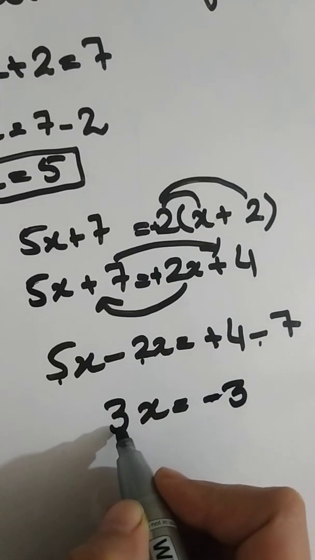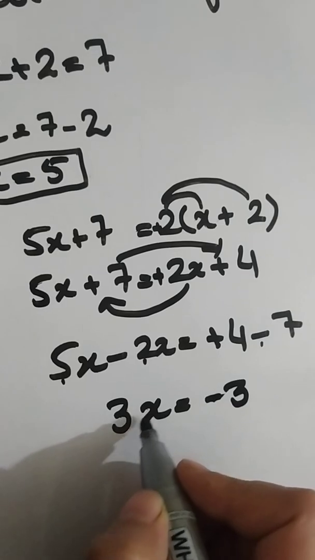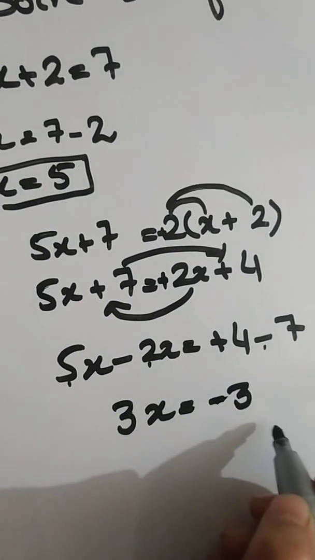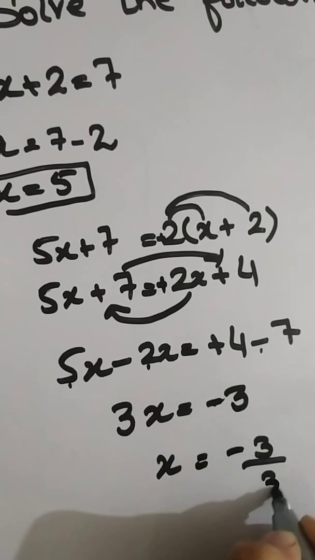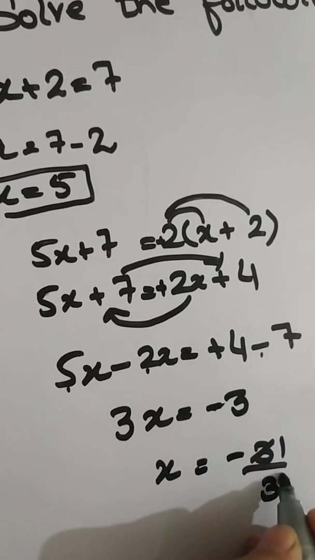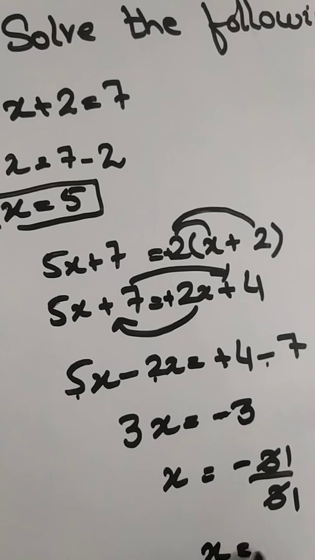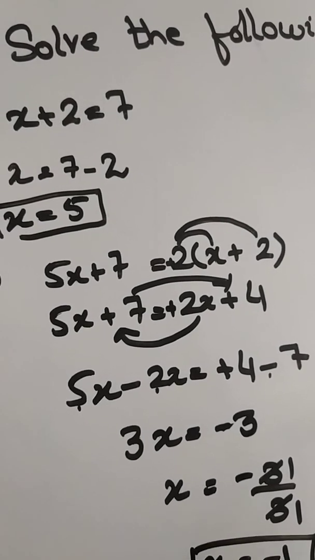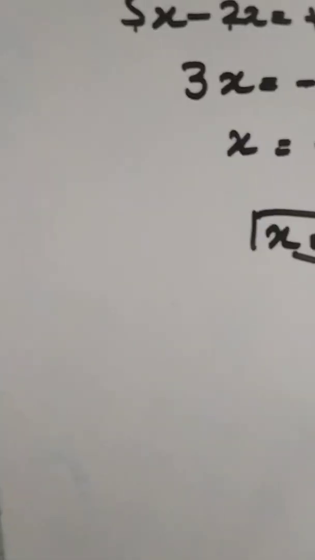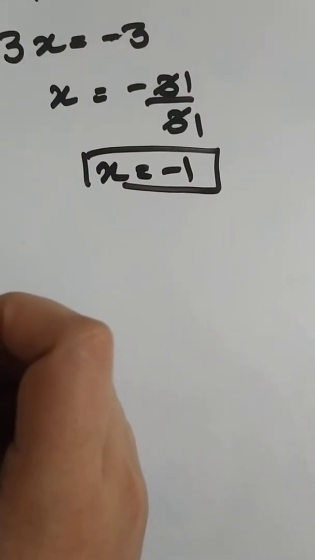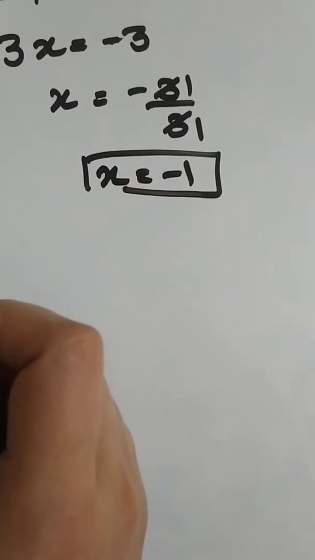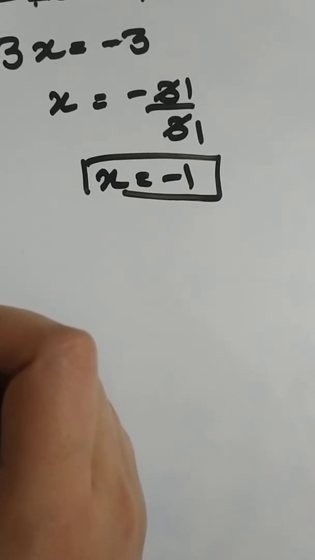So as you see, the 3 is multiplying with x. When it moves on the other side, it will divide. So 3 1s are 3, 3 1s are 3. So x is equal to minus 1 is the answer. Now try to solve its part number 4 by yourself. Now I am moving to solve 4 and 5 by yourself.